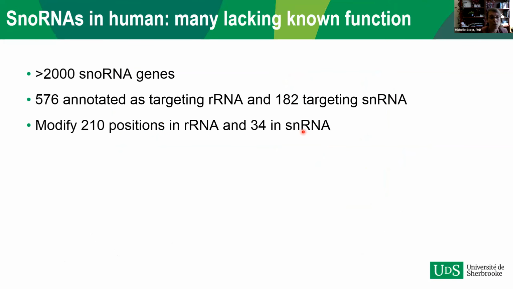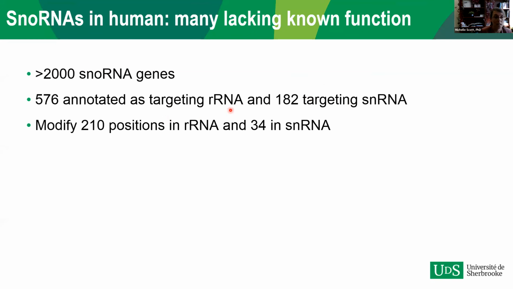In human, there are over 2,000 snoRNAs that are annotated in genomic references. But fewer than 600 are annotated as targeting ribosomal RNA, and fewer than 200 as targeting snRNAs, which are the canonical substrates known for snoRNAs. And there's overlap between these two groups. So overall, less than a third of the human snoRNome is actually predicted to be involved in these functions.